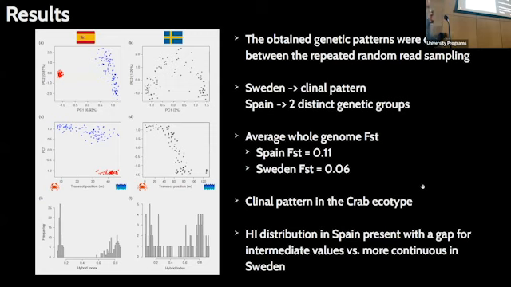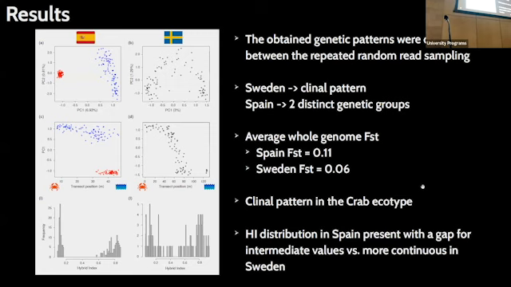Now we can look at this pattern also along the shore. If you go along a transect from crab to wave, you can see this is the crab ecotype up there, and this is the first component of the PCA. What's interesting is that in the crab ecotype, you can see a downward slope towards more wave-like genetic backgrounds.